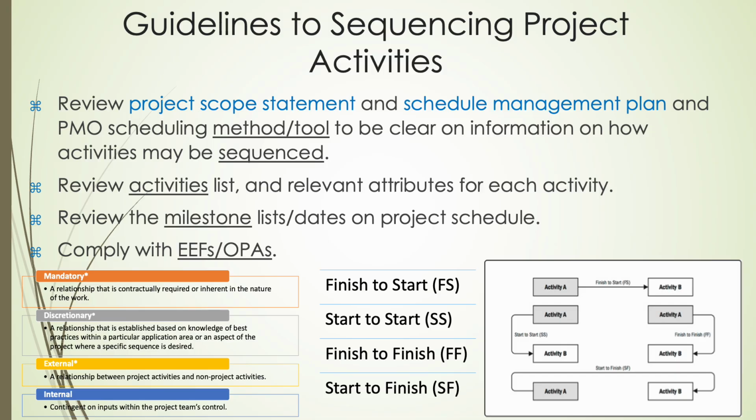In project scheduling, understanding the types of logical relationships between activities is essential for building an accurate and efficient sequence of tasks. There are 4 primary types of dependencies. Finish to start, where an activity must finish before the next one can start. Start to start, where 2 activities must start at the same time. Finish to finish, where 2 activities must be finished together, and start to finish, a rare relationship where one activity must start before another can finish.